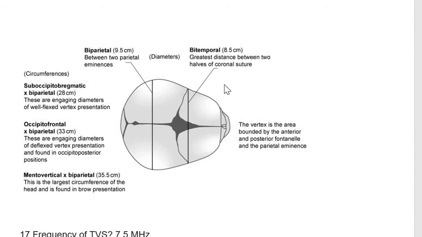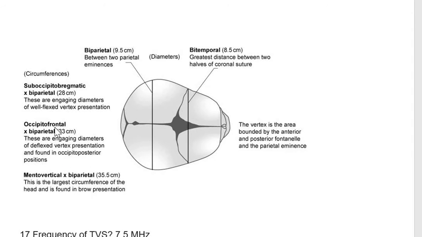All of these things should be very clear in your mind like that. Then the diameters, the smallest one is the bitemporal, 8.5, and then this is the greatest distance between 2 halves of the coronal suture. Your definitions should be crisp. Try to learn them. Biparietal diameter is between 2 parietal bones, between 2 parietal eminences, so that is 9.5 centimeter. Then suboccipitobregmatic and bitemporal diameter, that is the circumference, which is 28 centimeter. Occipitofrontal and the biparietal, that is going to be 33 centimeter. So these are engaged diameters of deflexed vertex presentation and found in occipito posterior position.